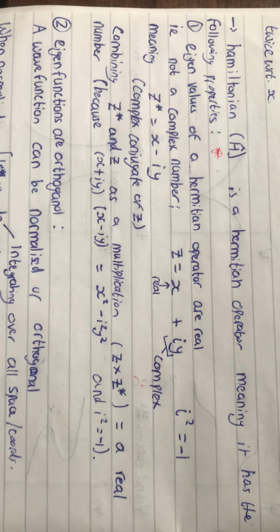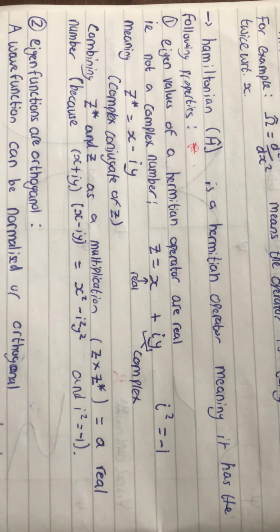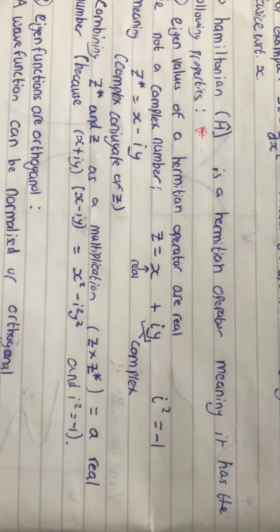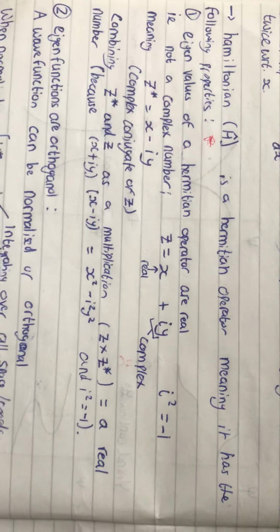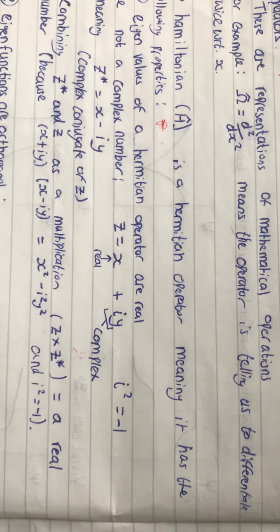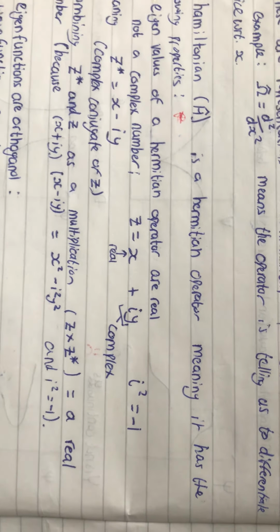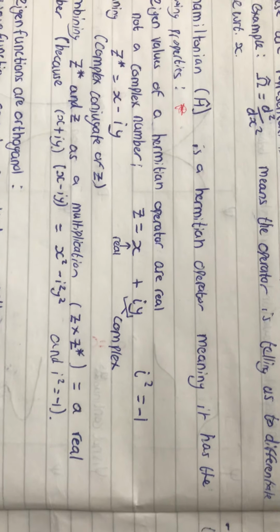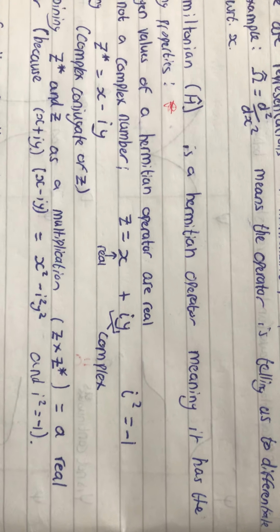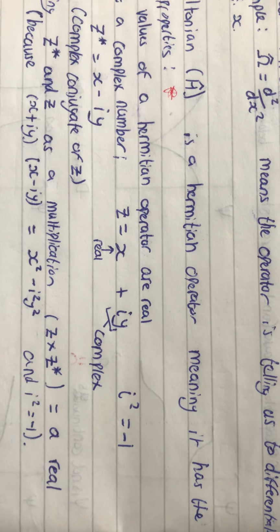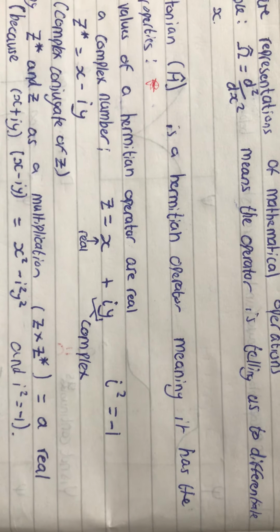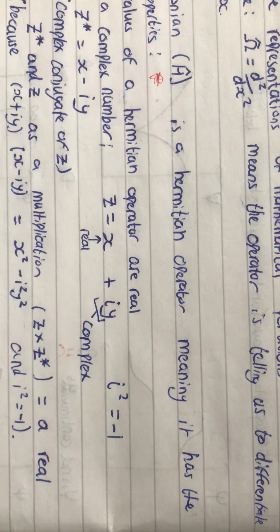The eigenvalues of a Hermitian operator are real. For example, not a complex number, which is i being the complex number. So if we have just a simple equation, z equals x plus iy, the complex part is the iy part, and that's because i is the complex number. But we know that i squared equals minus 1, so if we do the complex conjugate of z, which is z star, we get z star equals x minus iy, because that's doing the inverse essentially of z.